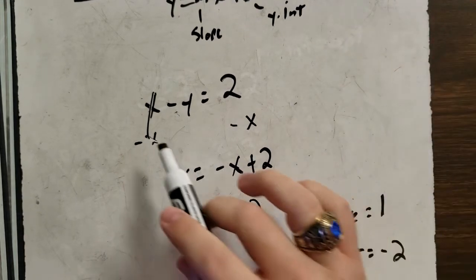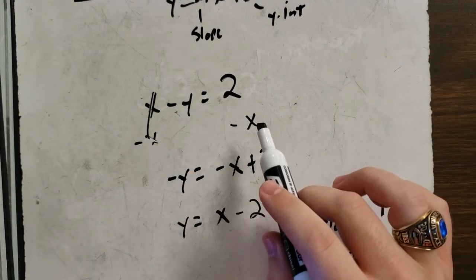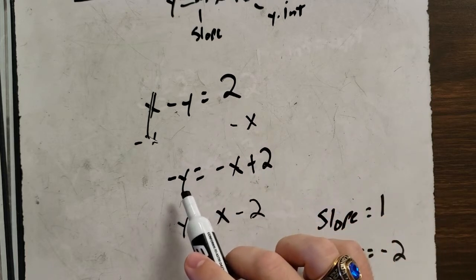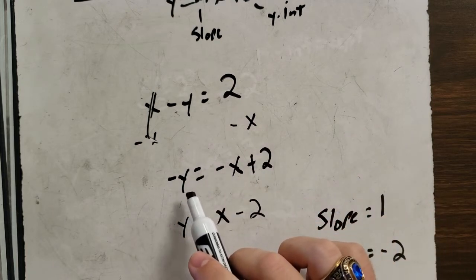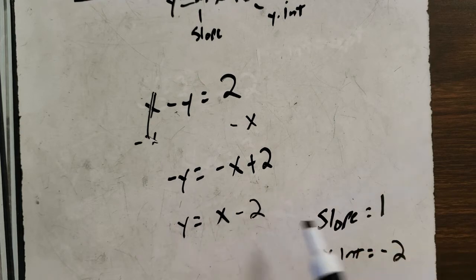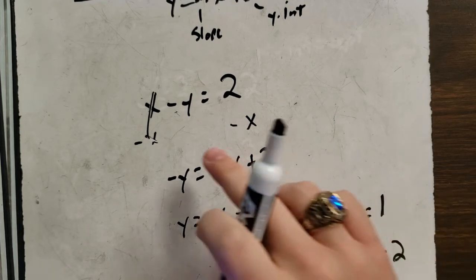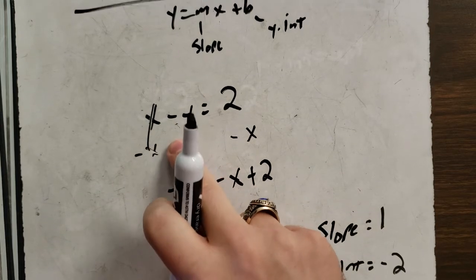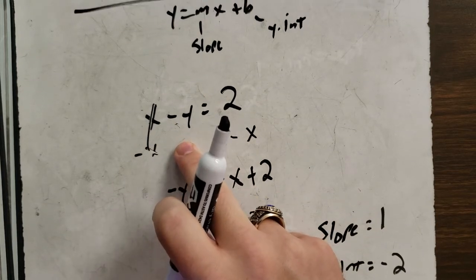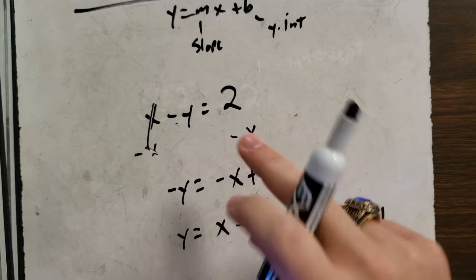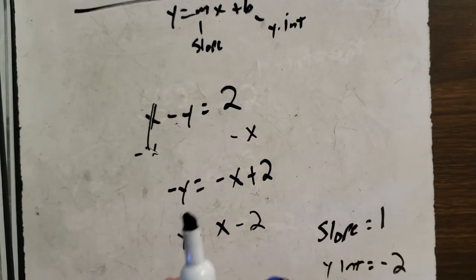So move the x to the other side, get the y by itself. Divide by whatever's with the y. If it's negative, we just flip our signs. 1, negative 2 is our slope and y-intercept. So you can't just go up here and say, hey, the y-intercept is whatever. You have to get the y by itself first.